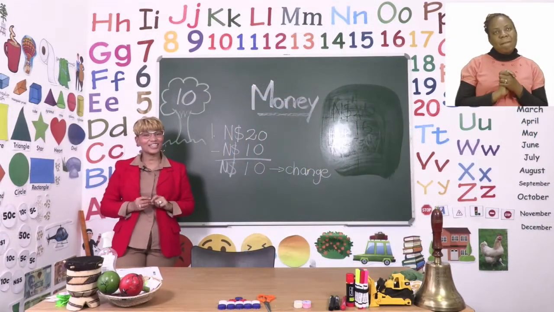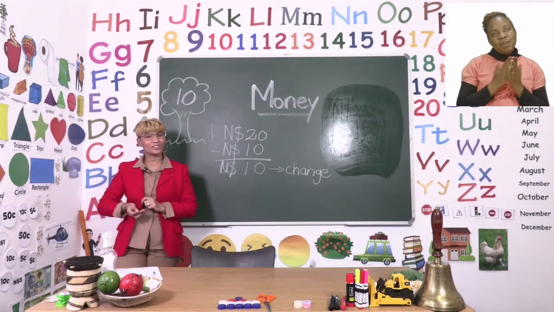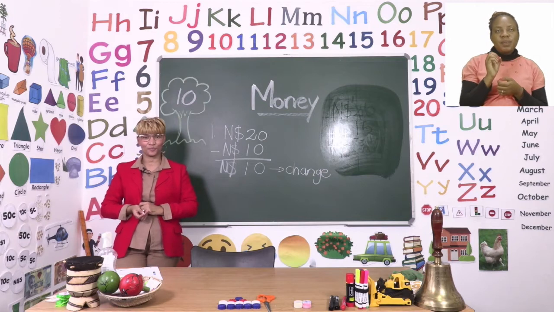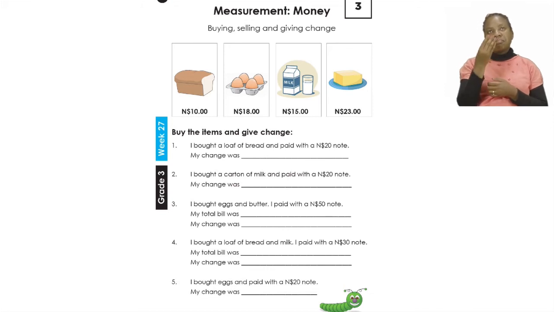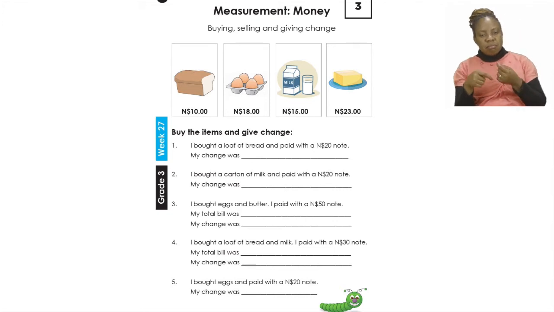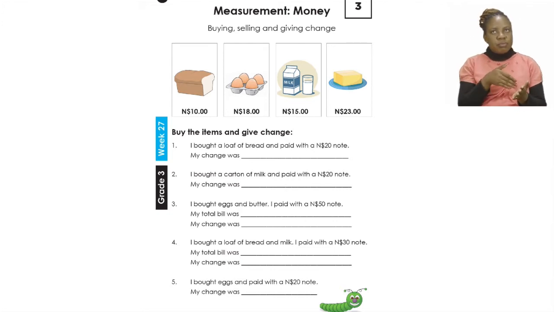For this part of our lesson, let's turn our booklets to page 10. Now here, we are looking at money measurements. We are looking at buying, selling and giving change. Now there you will see a few pictures of items with their prices.